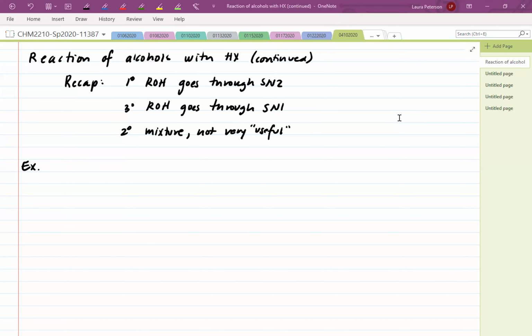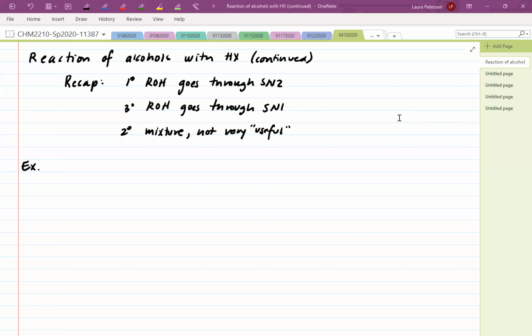Okay, so to recap where we were in class on Wednesday, we were thinking about the reaction of alcohols with HX, and remember that whether the alcohol was primary, secondary, or tertiary would affect the mechanism of that reaction. So primary alcohols generally went through an SN2-like mechanism after protonation of the alcohol, whereas tertiary alcohols went through an SN1-like mechanism after protonation of the alcohol. And secondaries, we were generally going to avoid using this reaction because they gave us a mixture in terms of mechanisms and products, and for that reason, we called them not very quote-unquote useful.